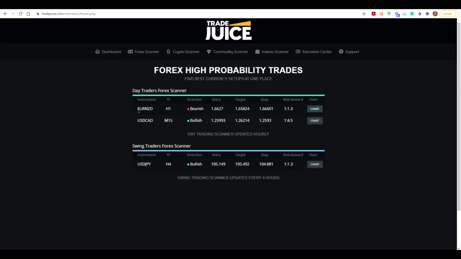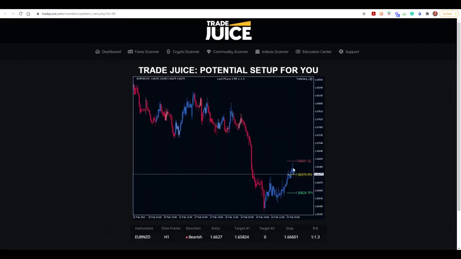Hello everyone, and I'm on the TradeJuice platform. I see that there is a setup occurring right now on the New Zealand dollar, 1 hour, bearish. I've got my entry, target, stop, my risk to reward set. And if I had to check the trade, I can see where to enter, where to set my stop, and where to set my take profit target. So I'm about to enter that now.